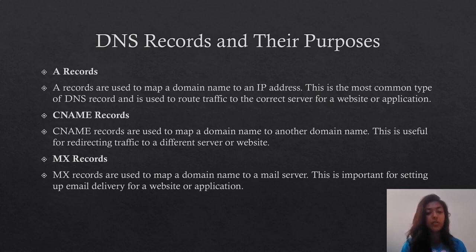Next is DNS records and their purposes. A records. A records are used to map a domain name to an IP address. This is the most common type of DNS record and is used to route traffic to the correct server for a website or an application.